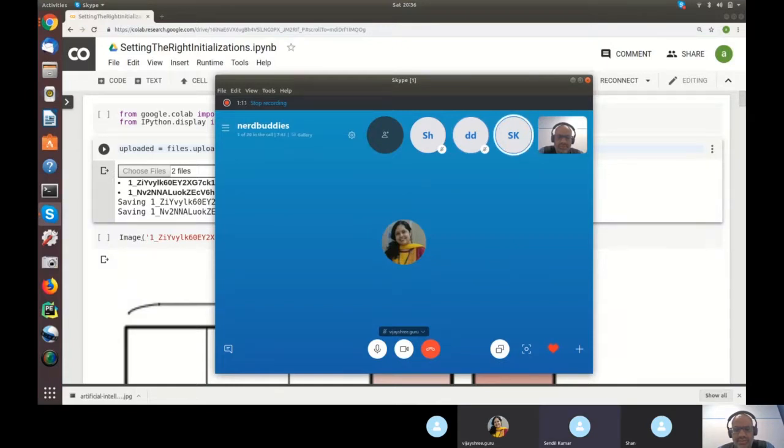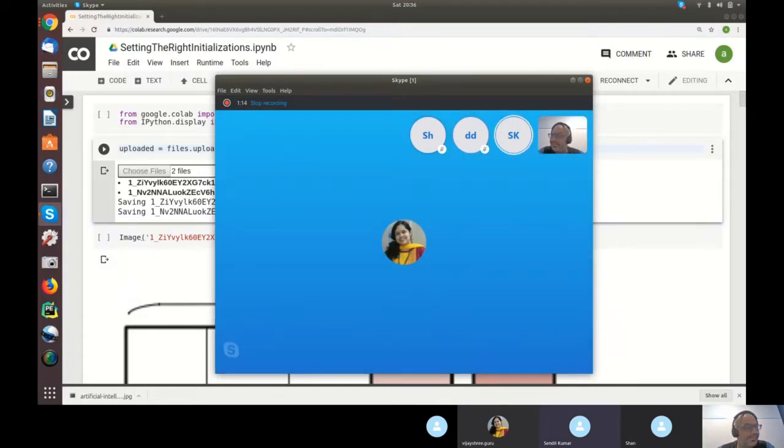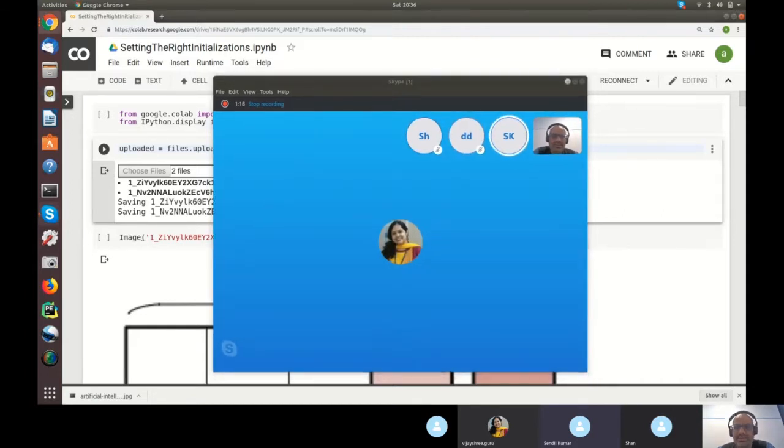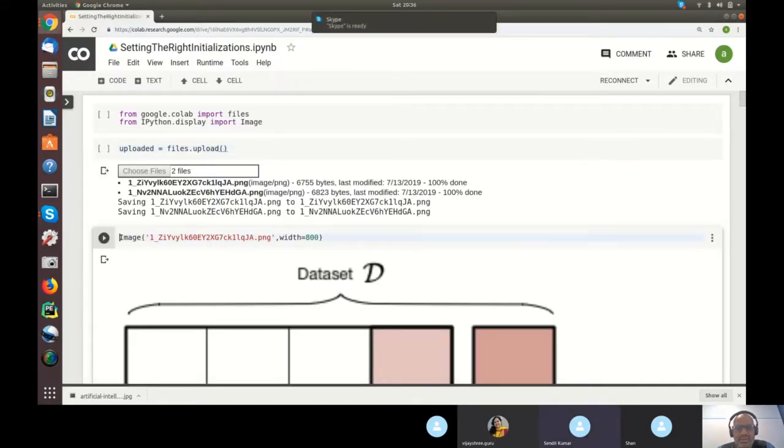And in the future. Minimize screen? Sorry? Can you minimize the Skype screen, please? So we can see it. Thank you, Abhi. Absolutely.